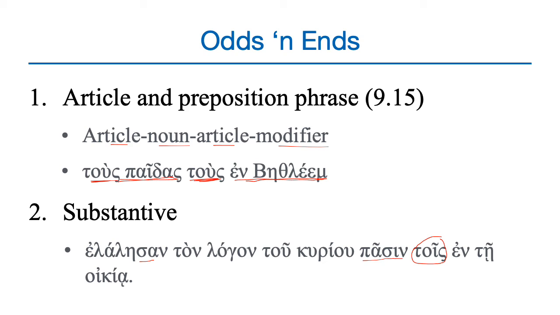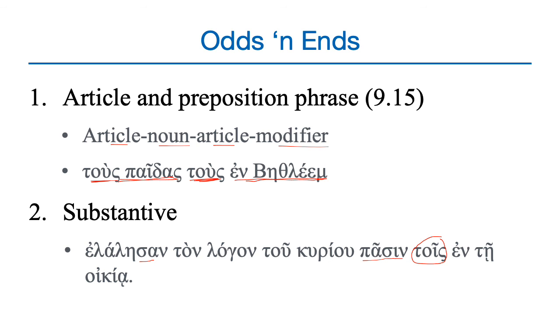In your book, you see something called odds and ends. This is kind of technical, but you will learn it as time goes on. You will have an article, noun, and then article, and then a modifier like a prepositional phrase. Basically, it is saying this is an article that goes with a noun. The children: paidas is masculine because the article is tous, even though paidas looks feminine. The children who, the article here means who, are in Bethlehem. Substantival: they spoke the word of the Lord to all who, insert a verb to be, were in the house.